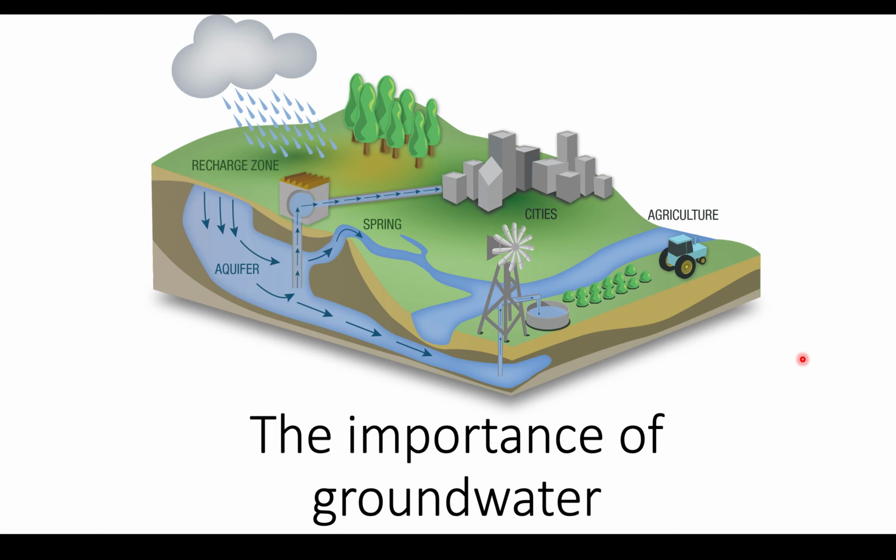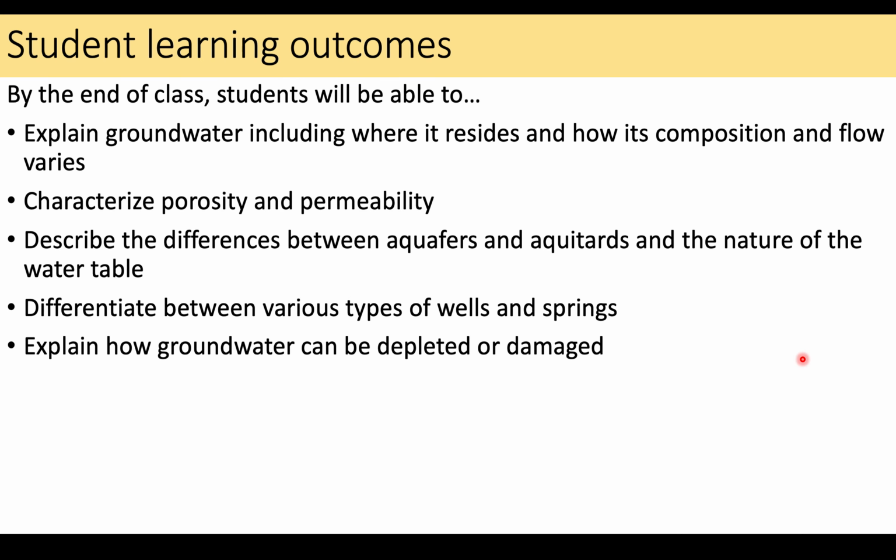Hi everyone. Now we are going to get into the importance of groundwater. Now that we know what groundwater is and how groundwater moves, we'll talk about why on earth we care about groundwater. So here we're going to be focusing on the last two of these outcomes: to differentiate between different types of wells and springs, and then talk about how groundwater can be depleted or damaged.